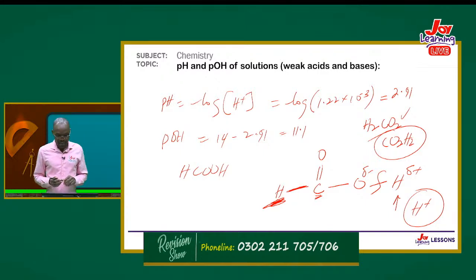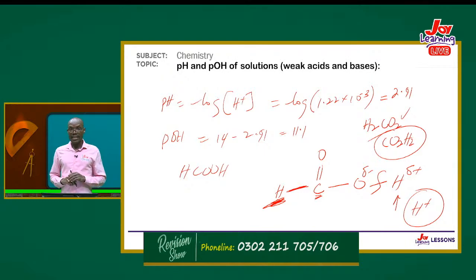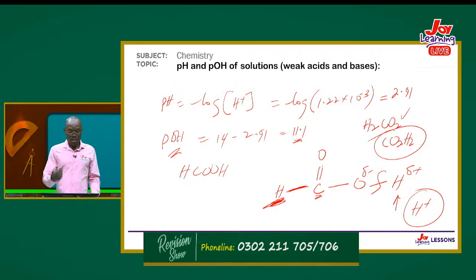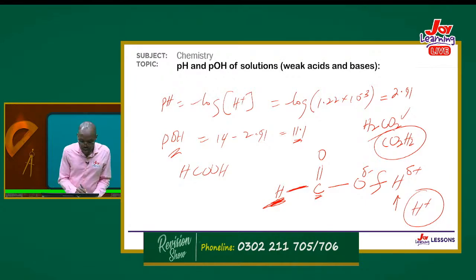Oh, okay. Right, so let's get interactive. Let's continue. Right, so we have our pOH to be 11.1. We can calculate the concentration of OH minus ions of this particular acid. Take note.